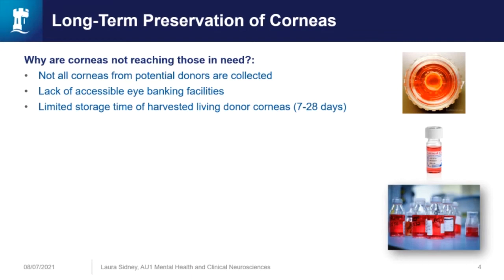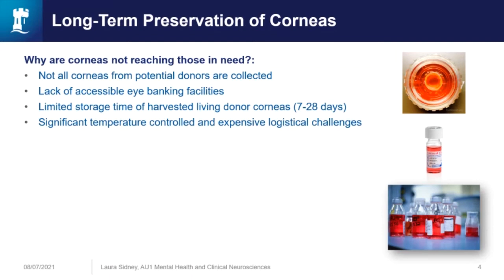They're stored in something called organ culture, which is shown in these images on the side. This organ culture requires significant temperature control, either at 4 degrees or 37, dependent on the eye bank and the country. What this means is that if we want to ship corneas from a country with a surplus to somewhere they're actually needed, there's quite an expensive logistical challenge because of the temperature.